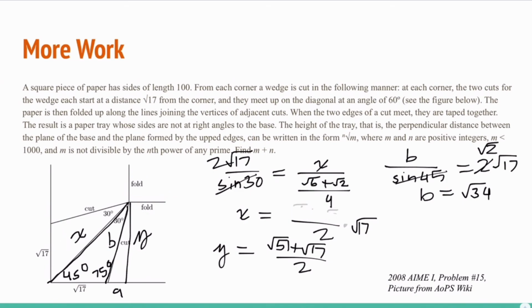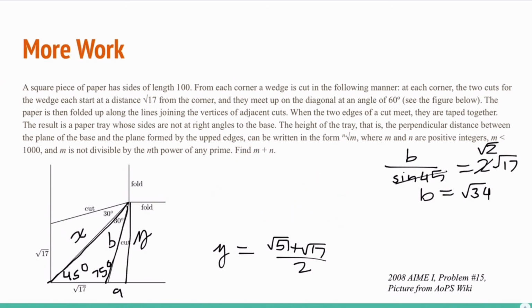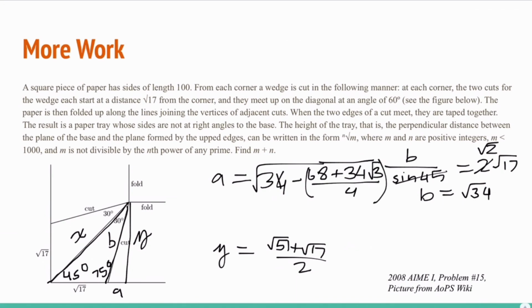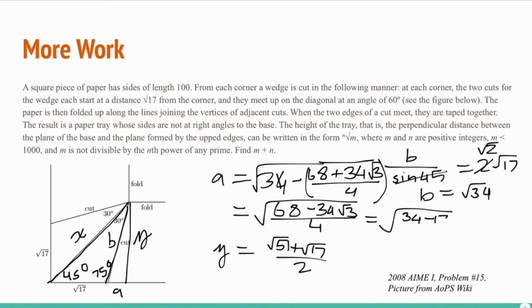Now, clearing some space, we also want a, and a equals the square root of b squared minus y squared, which is equal to the square root of 34 minus 68 plus 34 root 3 over 4, or 68 minus 34 root 3 over 4, and the square root of that, which is also equal to the square root of 34 minus 17 root 3 over 2.